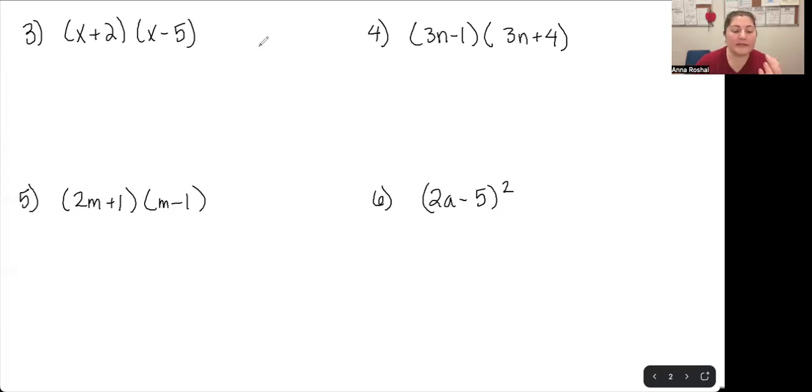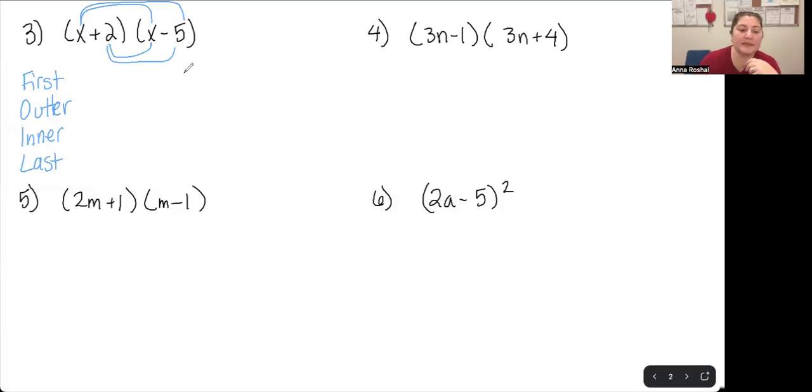If you feel that FOIL is a super helpful method, FOIL actually stands for first, outer, inner, and last. I don't think I'm spelling that right. So what happens is we're going to multiply the first terms, we're going to multiply the outer terms, we're going to multiply the 2 inner terms, and then we're going to multiply the last terms. So x times x is x squared, x times -5 is -5x, 2 times x is plus 2x, and then 2 times -5 is -10.